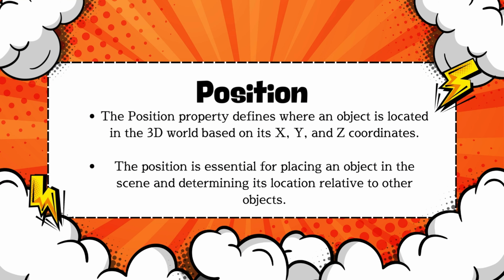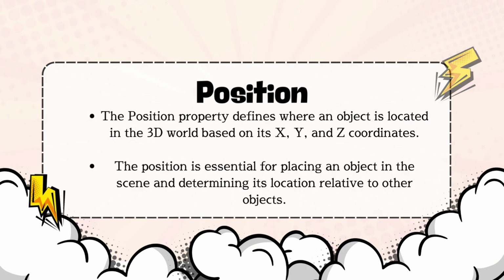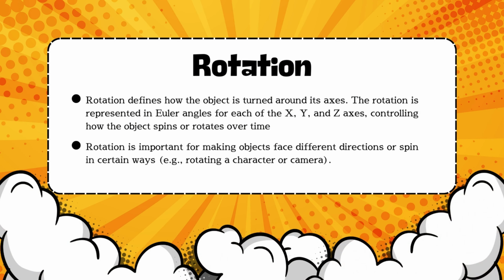Position. The position property defines where an object is located in the 3D world based on its x, y, and z coordinates. The position is essential for placing an object in the scene and determining its location relative to other objects. Rotation. Rotation defines how the object is turned around its axis.